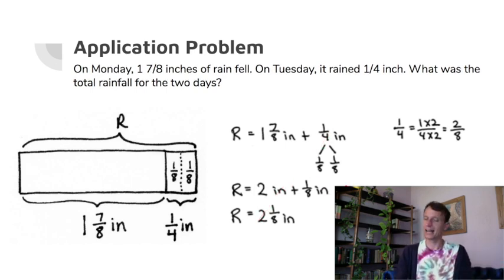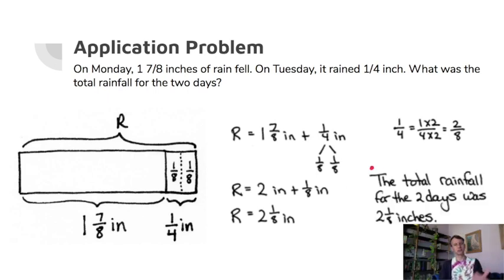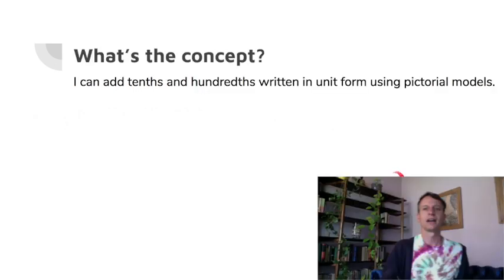And then, yes, I was waiting for you to say, what do we need to finish this out? Yeah, we need a statement there. The total rainfall for the 2 days was 2 1/8 inches. Hot dog and hallelujah. Moving on. Now we're getting to it.